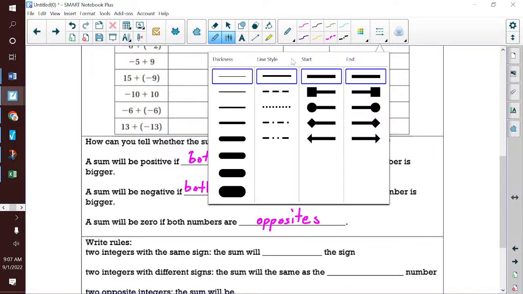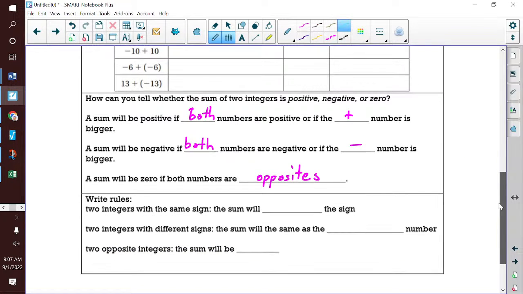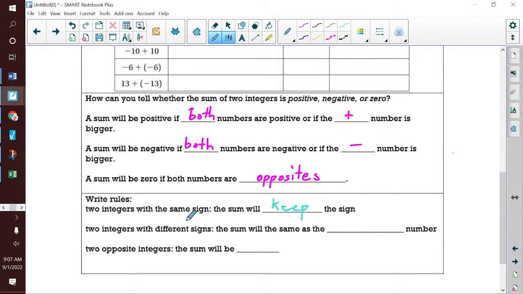Another way to think about this is the following. Two integers with the same sign, the sum will keep the sign. In two integers with different signs, the sum will be the same as the bigger number. And again, bigger means further away from 0, which means absolute value. And then two opposite integers, the sum will be 0.